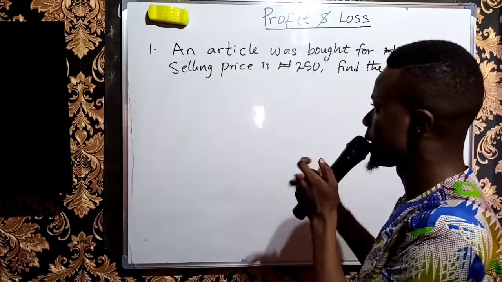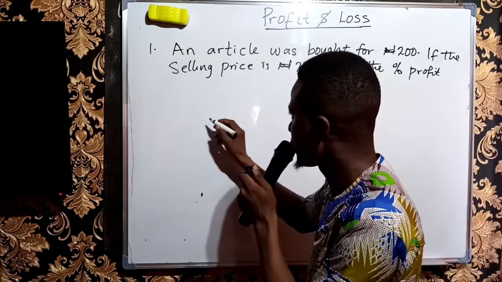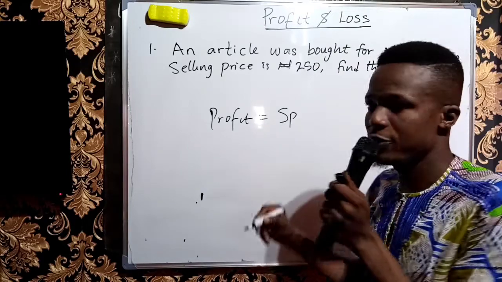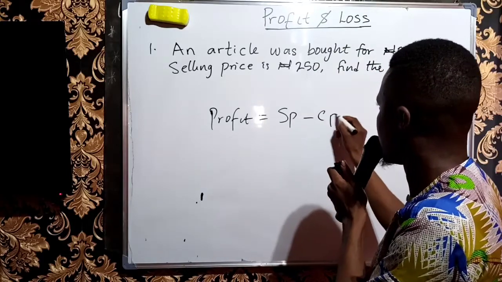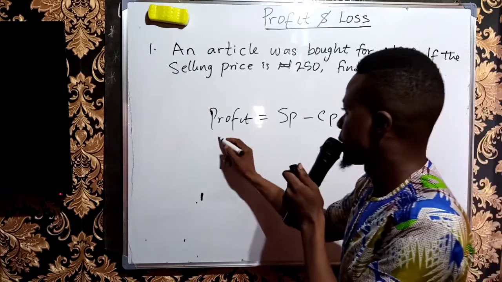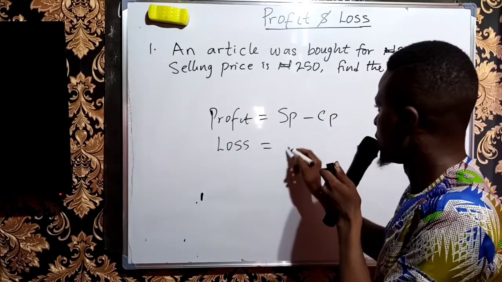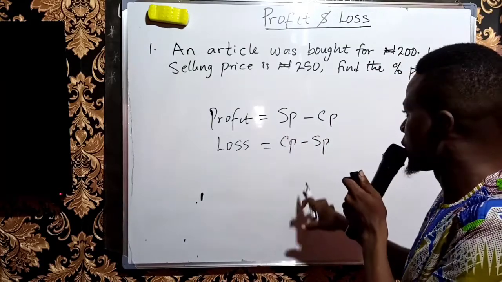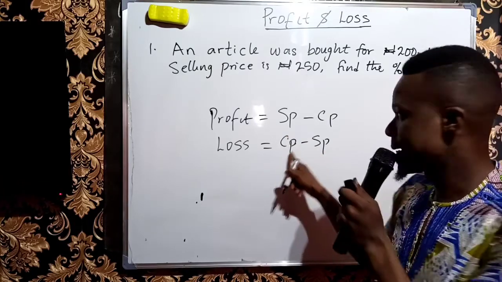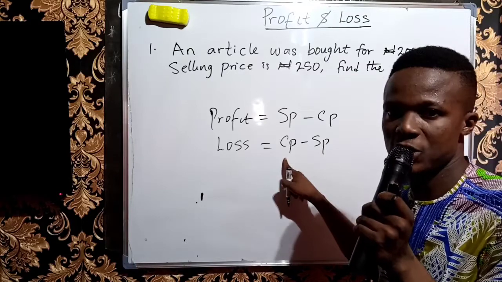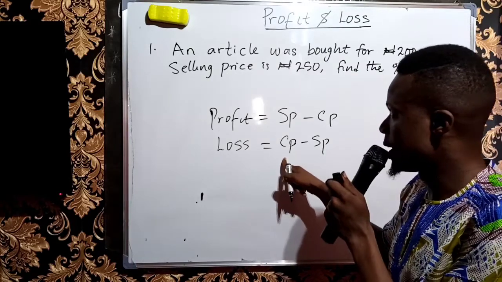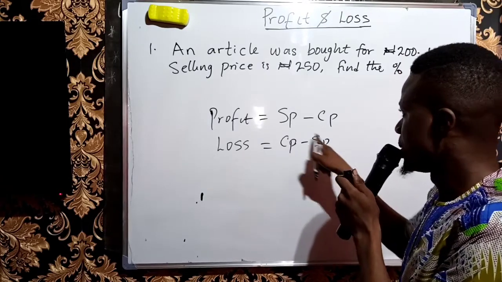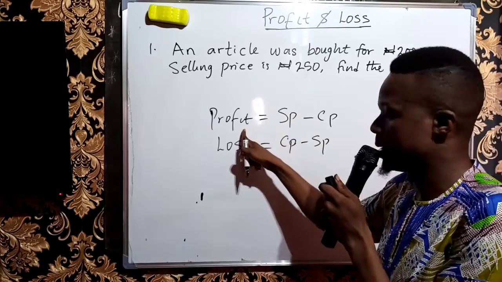Okay, so mathematically we can say that profit is equivalent to selling price, I'll use SP for selling price, minus cost price. But loss will be equivalent to cost price minus selling price. You see, the other way around. This is so because cost price is now higher than the selling price. That is why cost price is coming first when it comes to loss. So a loss is made whenever the cost price is bigger than the selling price. But the reverse is the case when it comes to a profit.